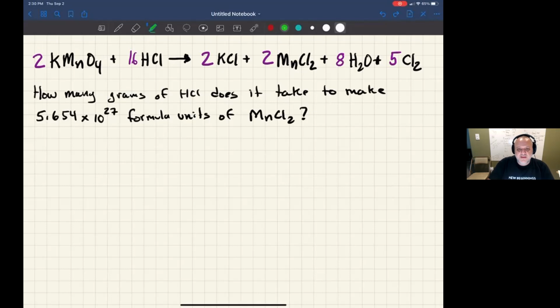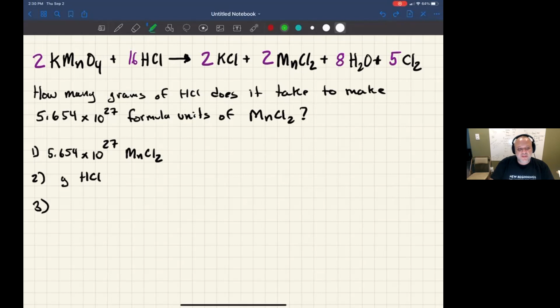So let's start doing some planning. What did the problem give me? It gave me 5.654 times 10 to the 27th formula units of manganese(II) chloride. What is it asking for? It's asking for the mass of HCl.